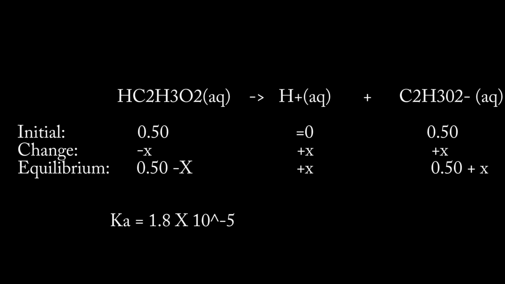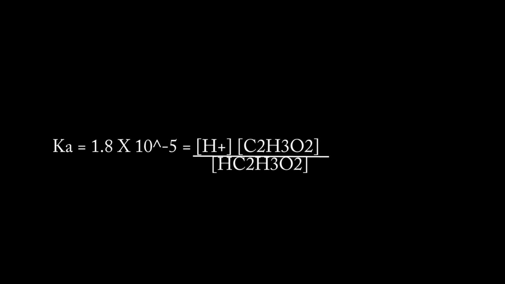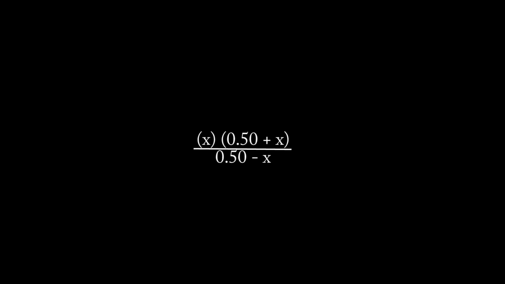So we can do 1.8 times 10 to the negative fifth equals the concentration of H plus times the concentration of acetate over the concentration of acetic acid. So that'll equal x times 0.5 plus x over 0.5 minus x, because those are the initial concentrations and the unknowns. But the 5% rule will apply to this.